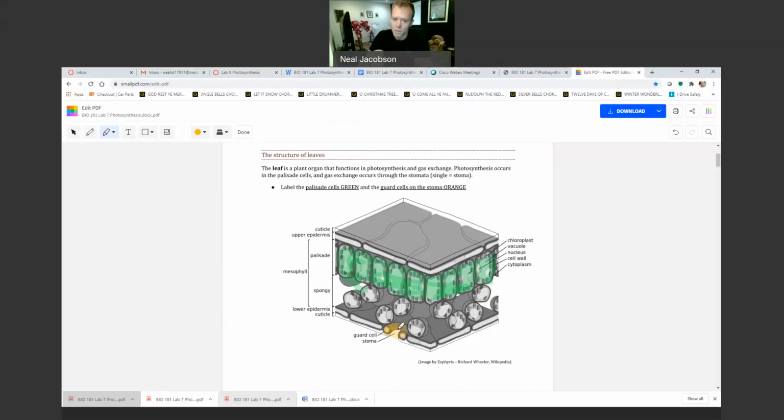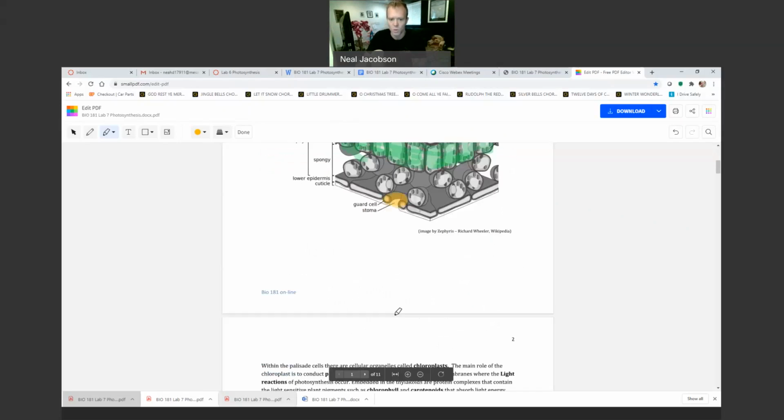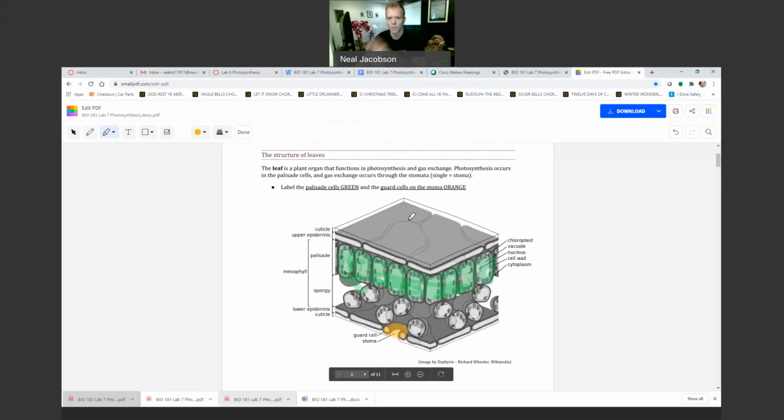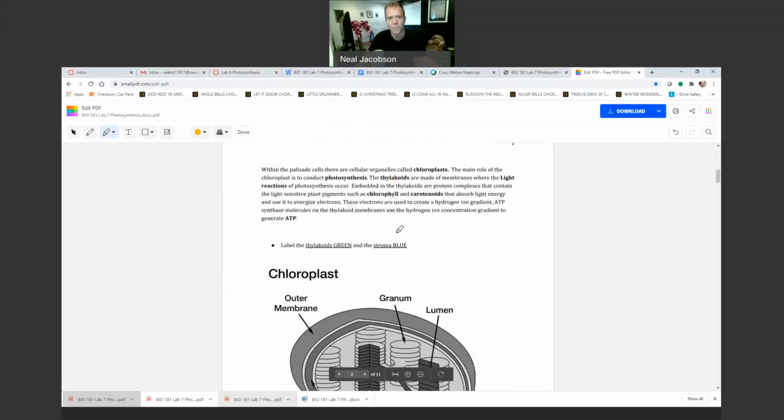Whenever they open those, sometimes water escapes as well, so you've got to be really careful. The plant needs to conserve water, and so maybe it'll only open its guard cells at night if it's in the desert, when it's cooler. All right, so moving on, we colored those green and orange.